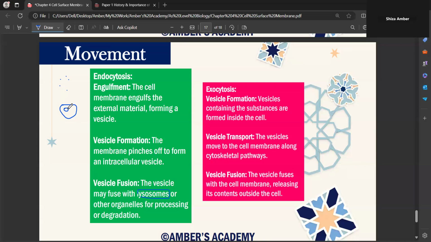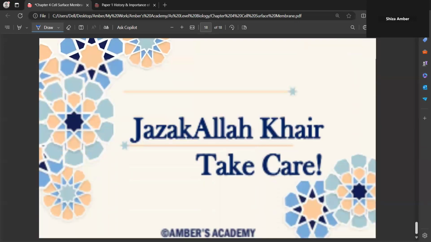Now moving towards exocytosis. The first step is vesicle formation. Vesicles containing these substances are formed inside the cell, because in exocytosis we are removing the material from the cell towards the extracellular part. Then vesicle transport happens, in which the vesicles move to the cell membrane along the cytoskeletal pathways, and then that vesicle fuses with the cell membrane, and eventually all of the material is released outside the cell. Okay, so this is it.